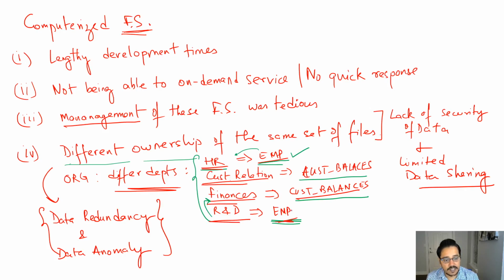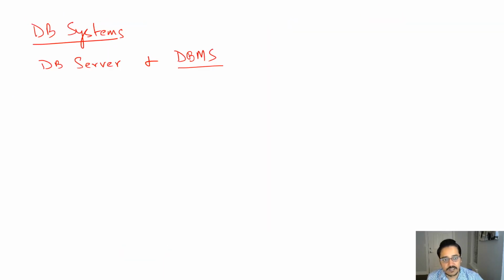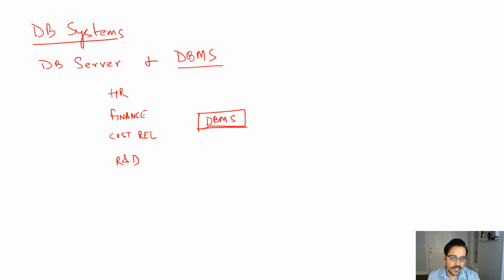file systems and they were operating on them, what database systems did is you had the HR department, you had the finance department, and then you had customer relation, and then you had, let's say, the R&D department. So now instead of maintaining their own file system, all of them had this DBMS, which is the database management system, which is a collection of software or programs that is pre-written and responsible for managing and executing queries against the database.